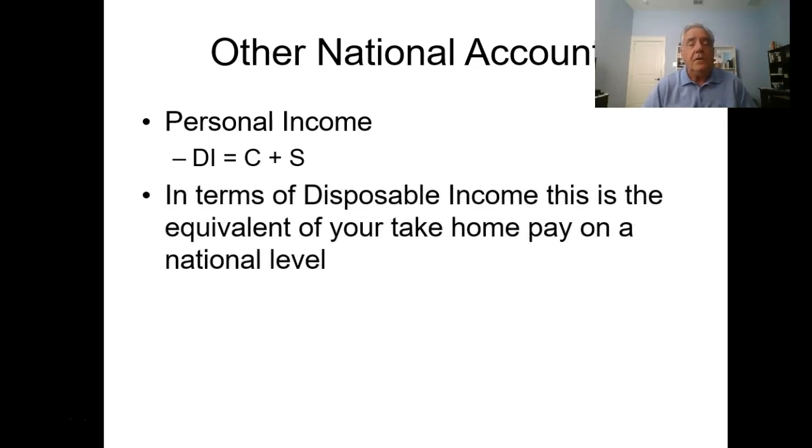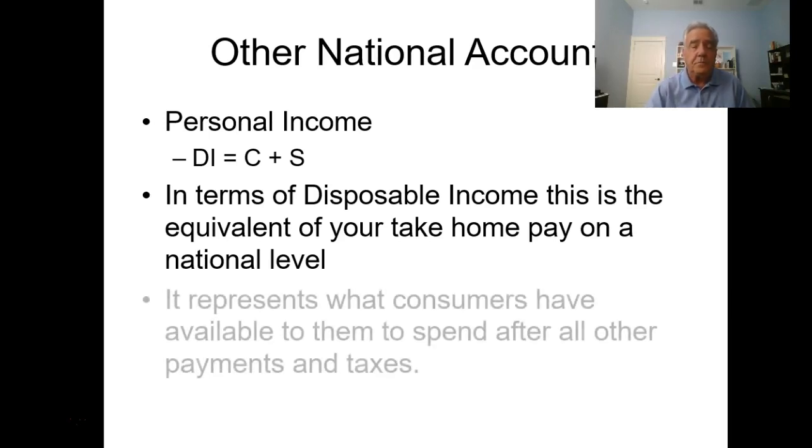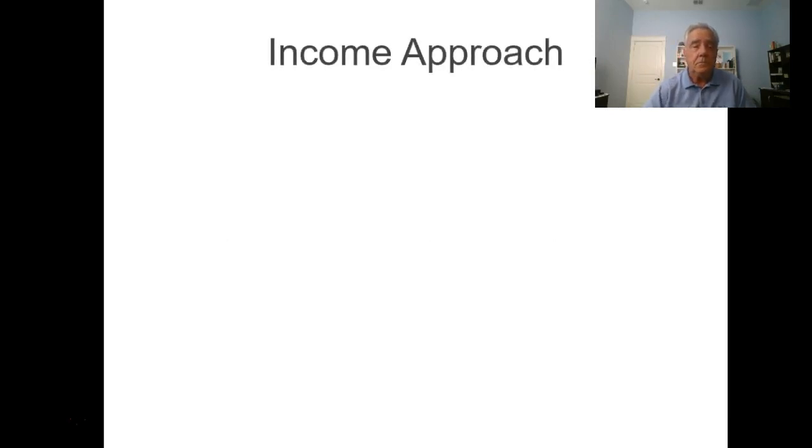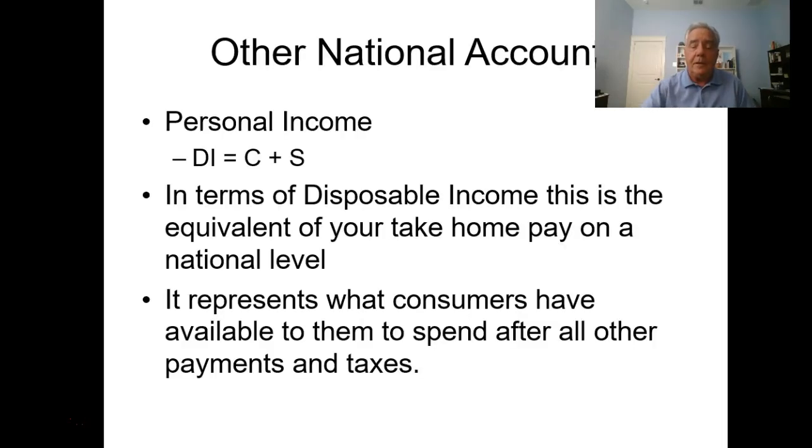In terms of disposable income, this is the equivalent of your take-home pay on a national level. So it's take-home pay for everybody in the country. It represents what consumers have available to spend after other payments and taxes are taken out. Again, we get paid $7.25 an hour. We take out $1.25 for taxes and other payments. You know what? Let's go back to that a minute.